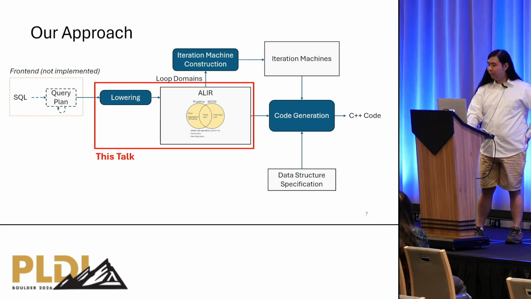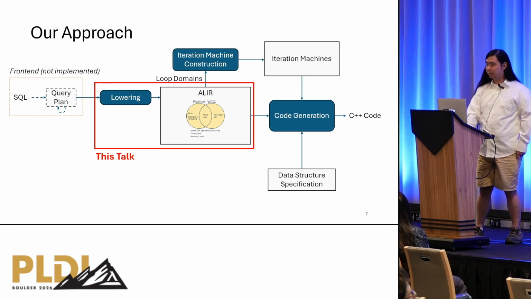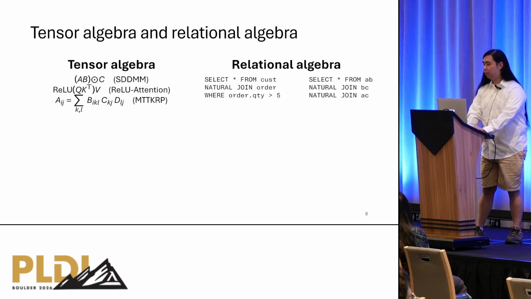Our system has too many details to be covered entirely. So in this talk, I'll focus on the lowering procedure and how the complex operators are represented in our IR. For more details about iteration machines, as well as the other parts not covered, please see our paper. So this talk is about compiling relational algebra.